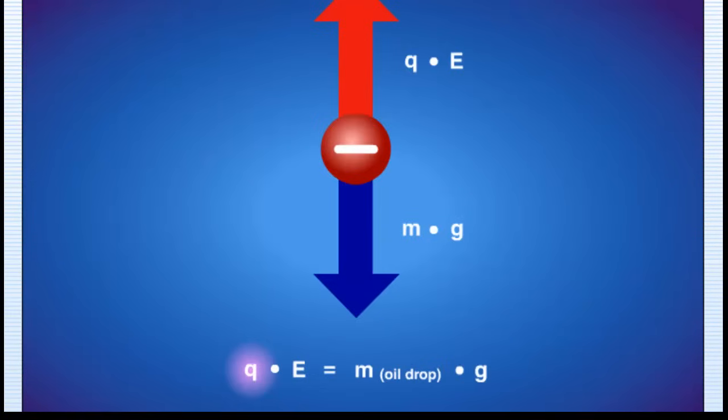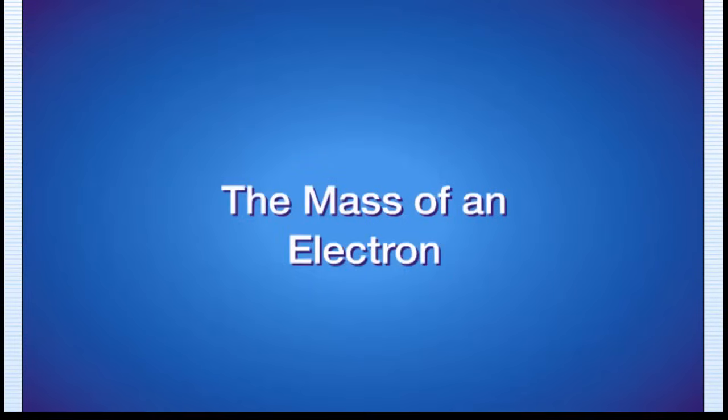Millikan found that droplets had different charges, but each was a whole number multiple of a smaller charge, equal to negative 1.60 times 10 to the negative 19th coulombs. Millikan concluded that this was the fundamental unit of charge, the charge of an electron.